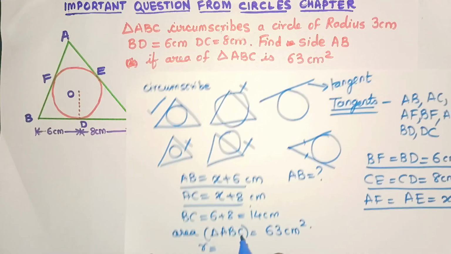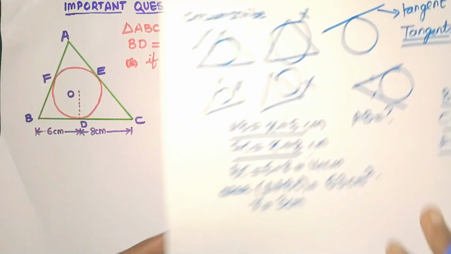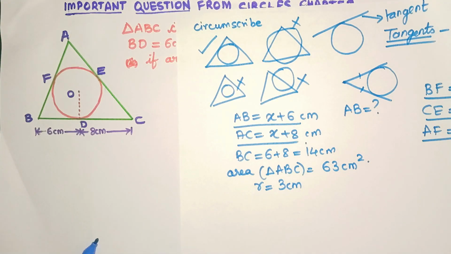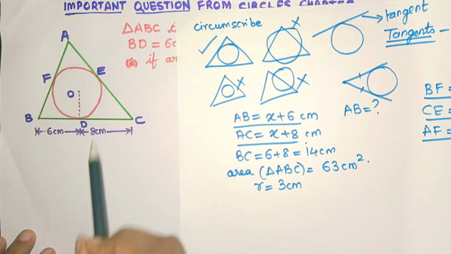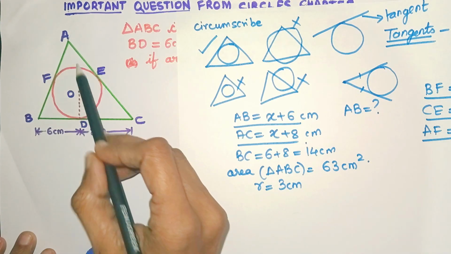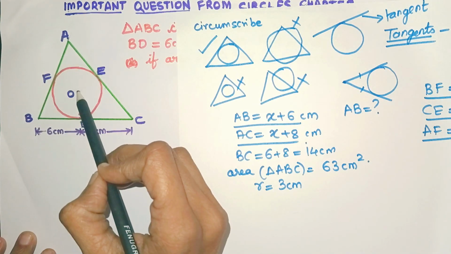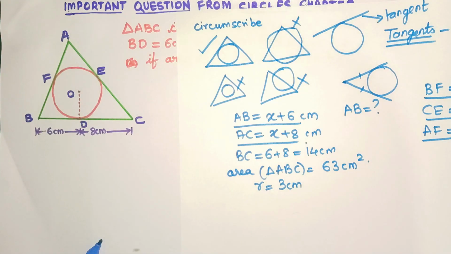Now the radius is given as 3 centimeters. Now what is the meaning of that? Here I have the center. So there will be infinite number of radii from this center, friends. They will all be 3 cm.